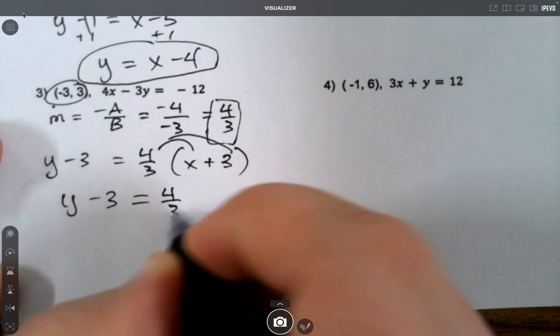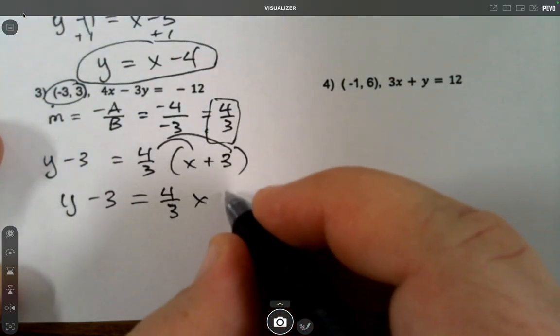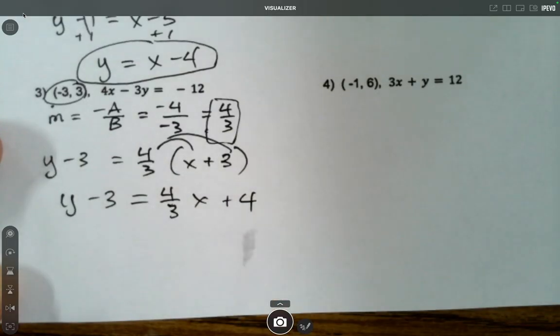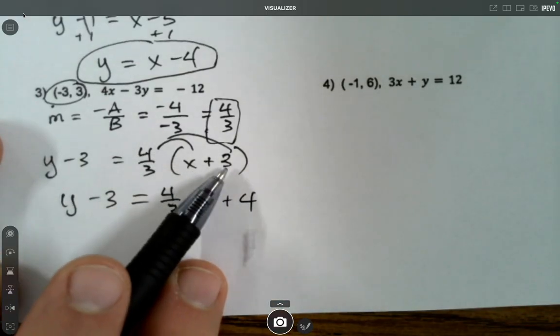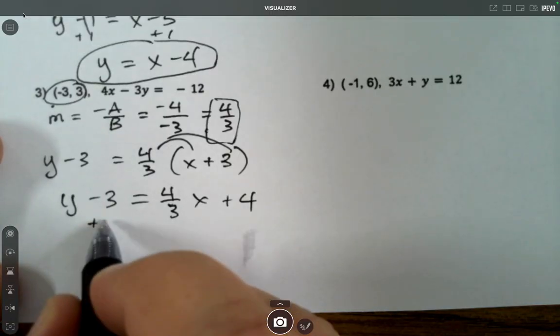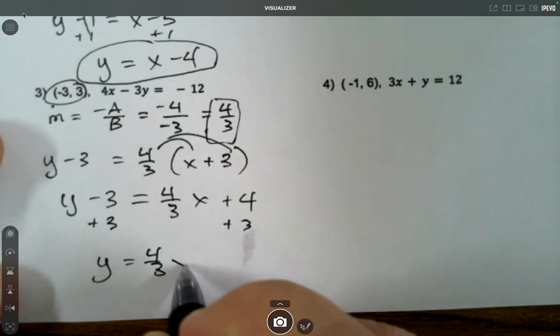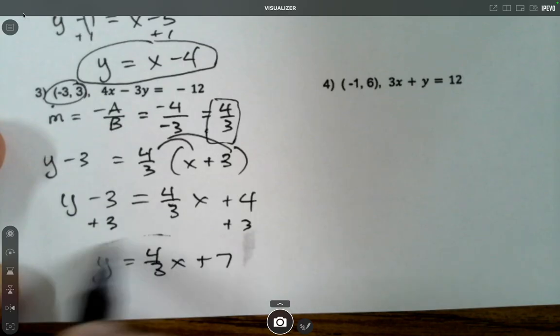4/3 times x is 4/3 x. 4/3 times 3, the 3's cancel out, so it's just 4. Or you can think of it this way: 4 times 3 is 12, 12 divided by 3 is 4. Then our last step is to add 3 to both sides, and we get y equals 4/3 x plus 7.